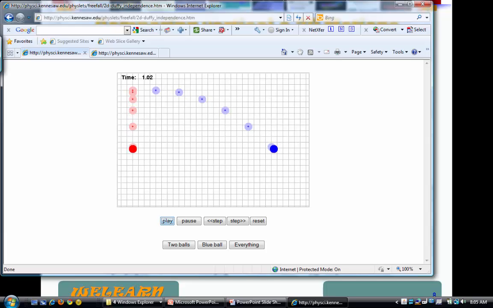You notice there, this is very similar to the video that we watched in another recording. The red one is allowed to move only vertically. The blue one can move both horizontally and vertically. The blue one was given an initial velocity along the horizontal, while the red one was given no horizontal initial velocity.